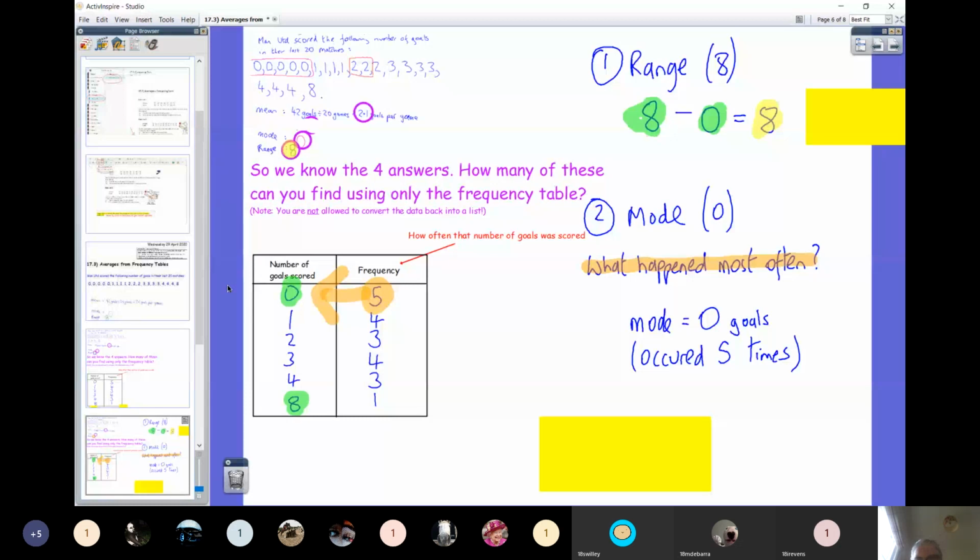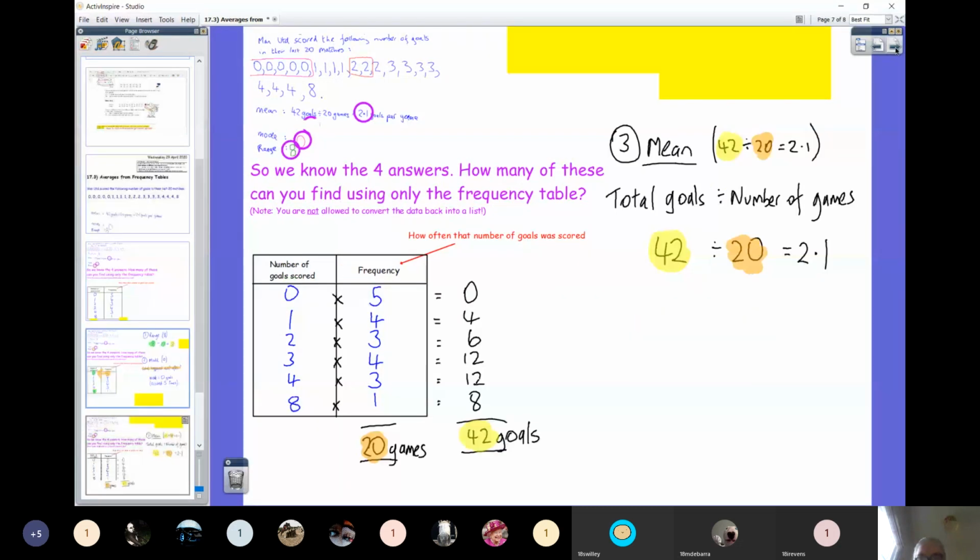Now, what we're going to spend most of our time doing is working out the mean. This is the trickiest of the 3, and this is what all the homework's about. The homework only involves working out the mean, so you're going to have to really concentrate at this bit, please. So, how would we work out the mean? How do we work out the mean normally? We just work out the total number of goals, and we divide by the number of games. So how do we work out the total number of goals, which was 42, if we just had a frequency table? Well, you've just got to understand what's going on.